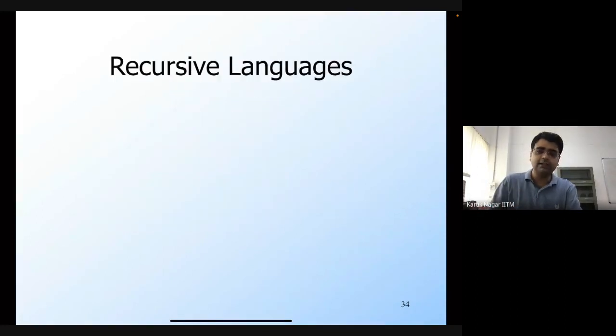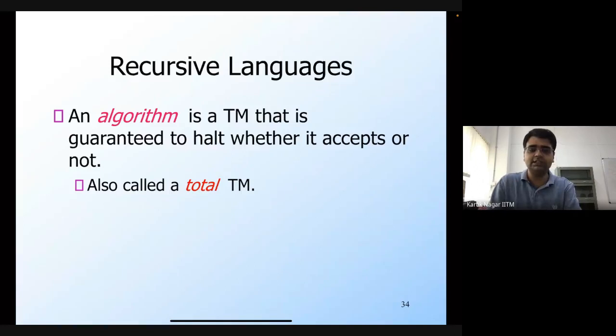So there is another class of languages which is defined by Turing machines, which are called recursive languages. So let's look at what is a recursive language. First, let's define what is an algorithm. You might have seen other definitions of algorithm, but this is a definition of algorithm in terms of a Turing machine. We say that an algorithm is a Turing machine that is guaranteed to halt whether it accepts or not. Whenever you run a Turing machine on an input, if it accepts, then it's definitely going to halt, because we said that the final states are halting.